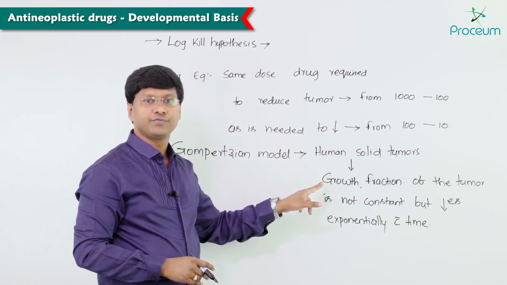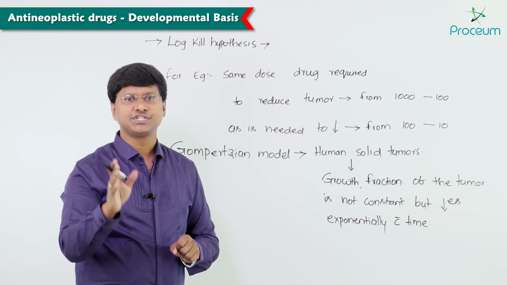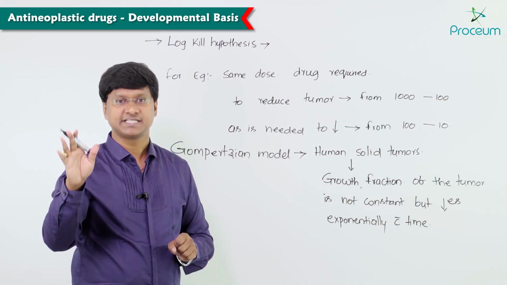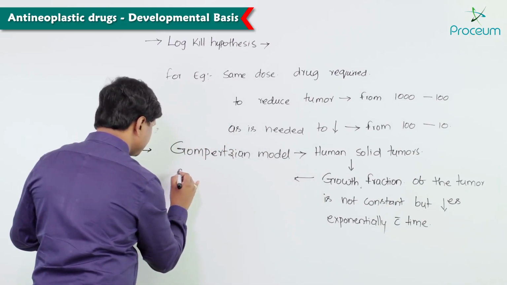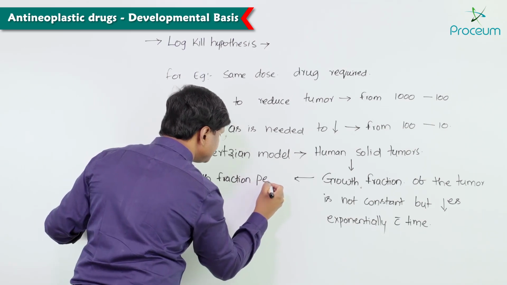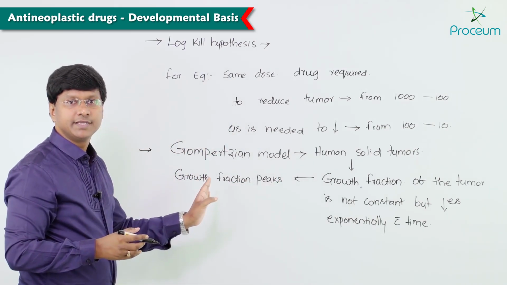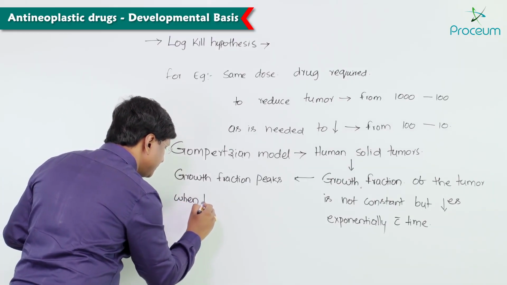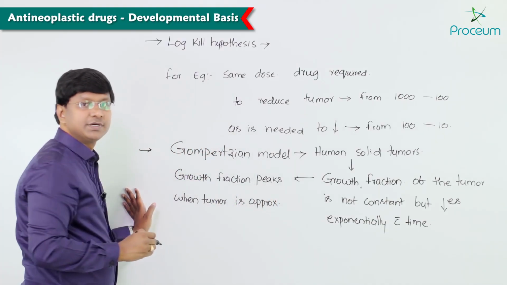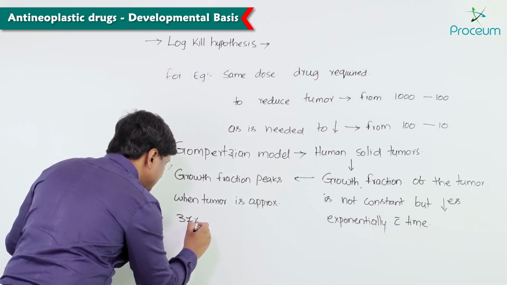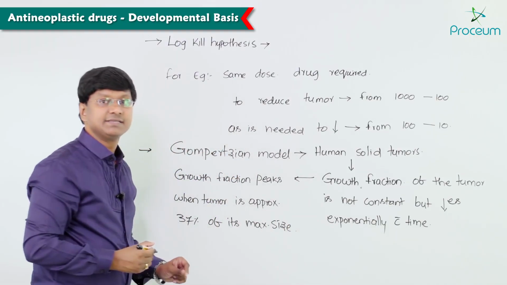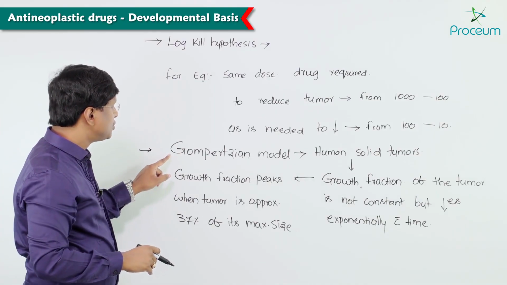Now you take this growth fraction. Remember, growth fraction peaks when the tumor is approximately 37% of its maximum size, and this model is known as the Gompertzian model.